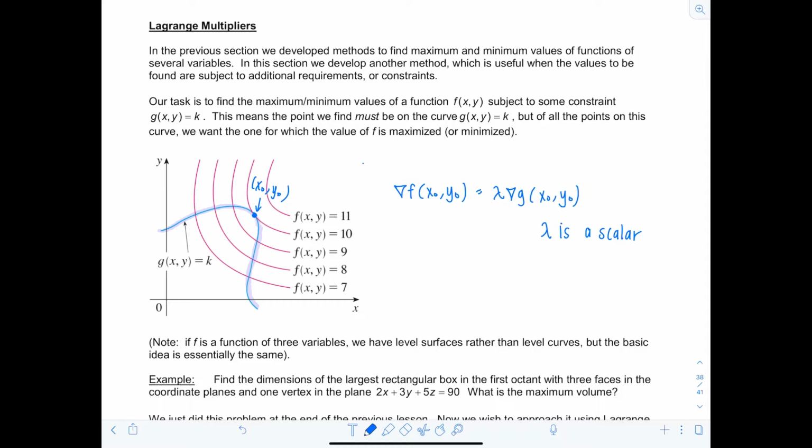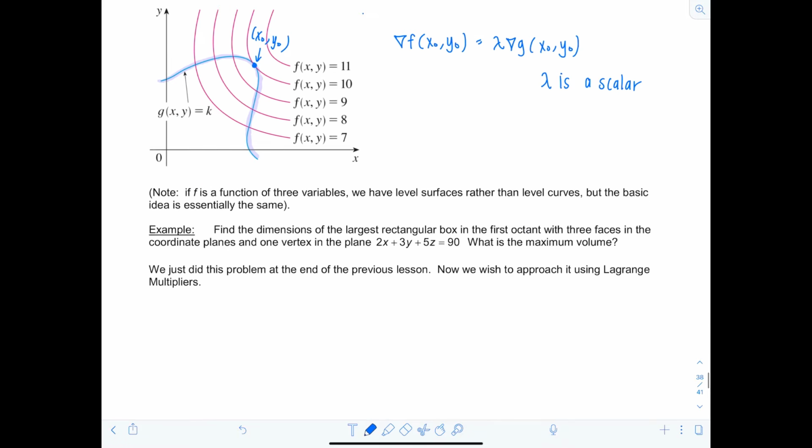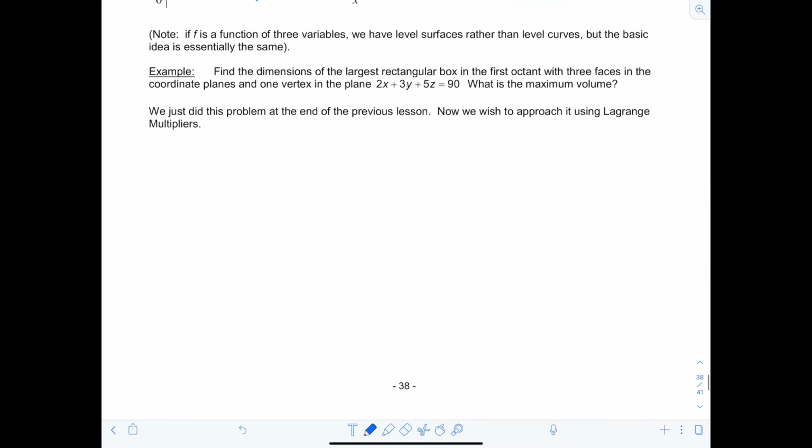Now, if f is a function of 3 variables, then you would have level surfaces rather than level curves, but the idea is basically the same. You're just going to take the gradient of f and set it equal to lambda times the gradient of g, your constraint equation. Okay? So for the first example, we're actually going to revisit a problem that we worked on in the previous lesson in video lecture number 17. But now we're going to apply the method of Lagrange multipliers to solve it.